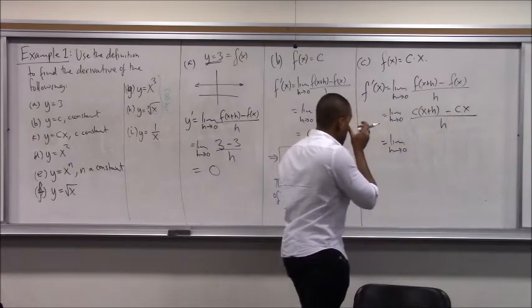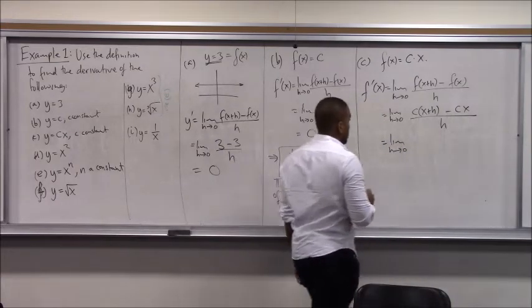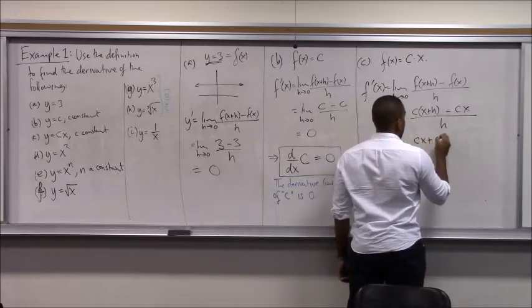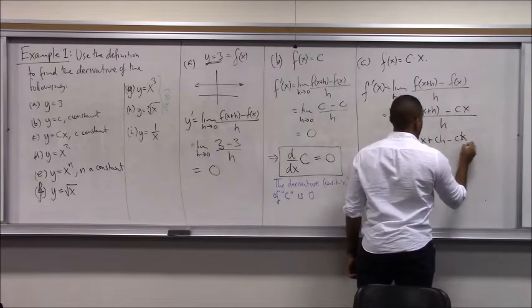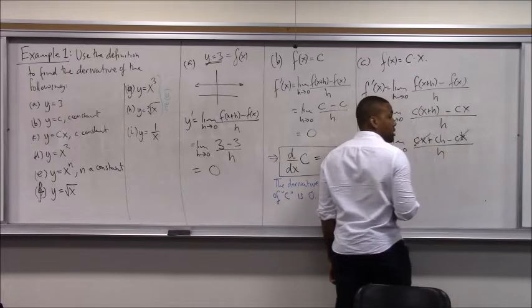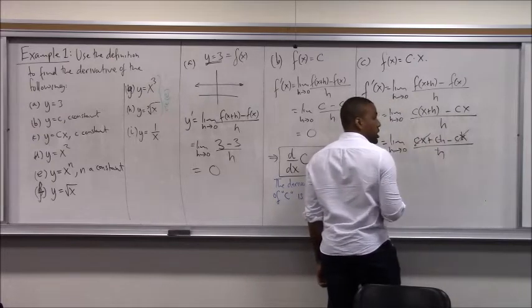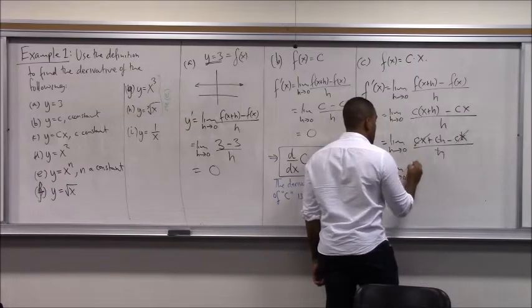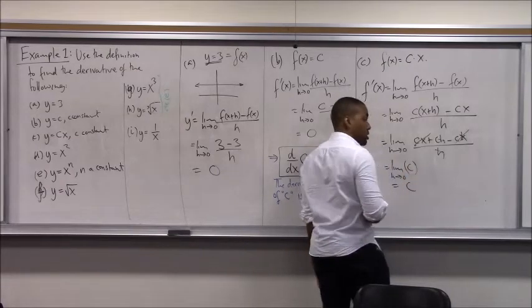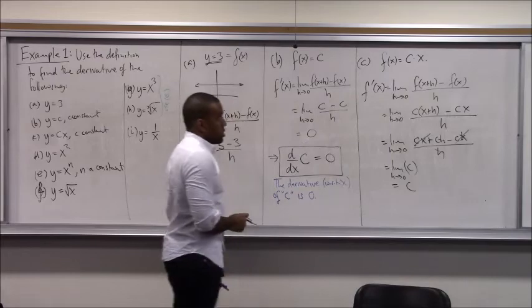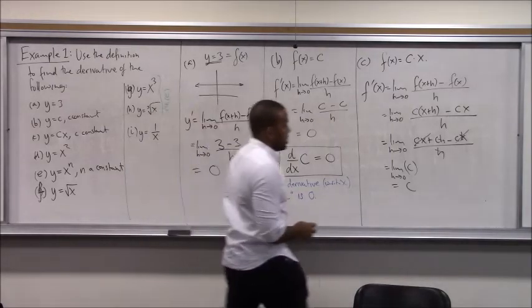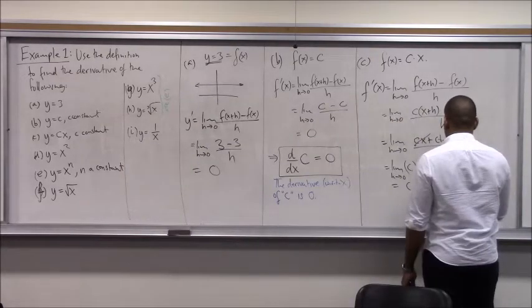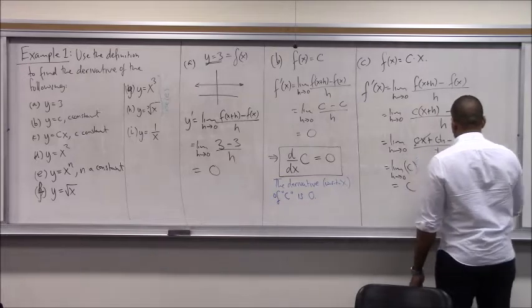So what this gives us is what? cx plus ch minus cx, over h. This kills that, and you'll be able to cancel the h. So you pretty much get the limit as h approaches 0 of c. The limit of a constant is the constant. So no matter what the constant is, the derivative of a constant times x is just the constant.